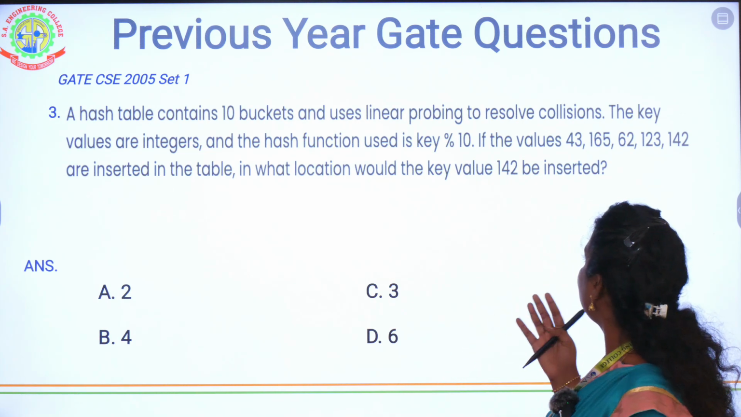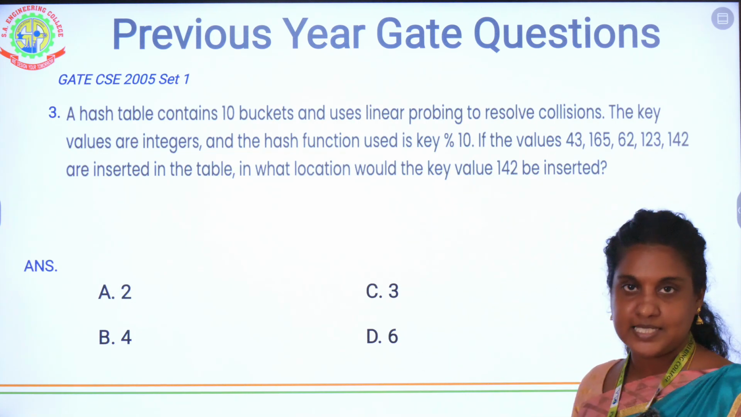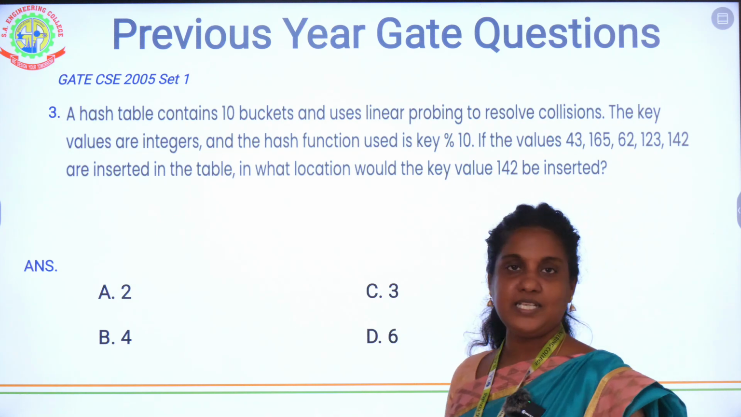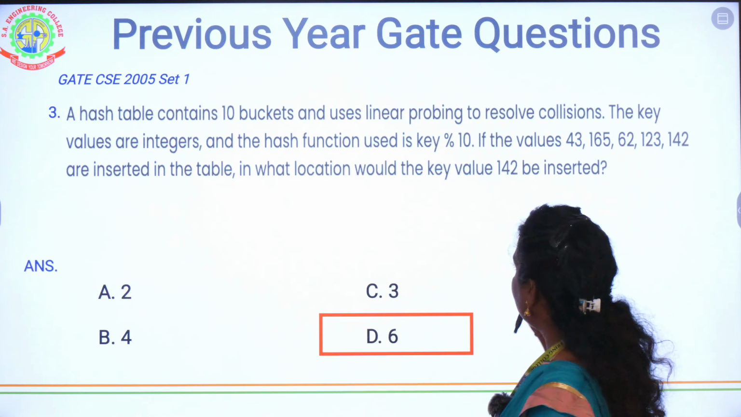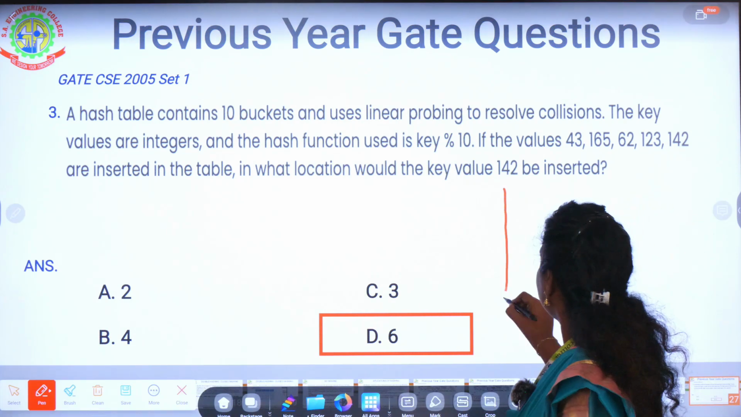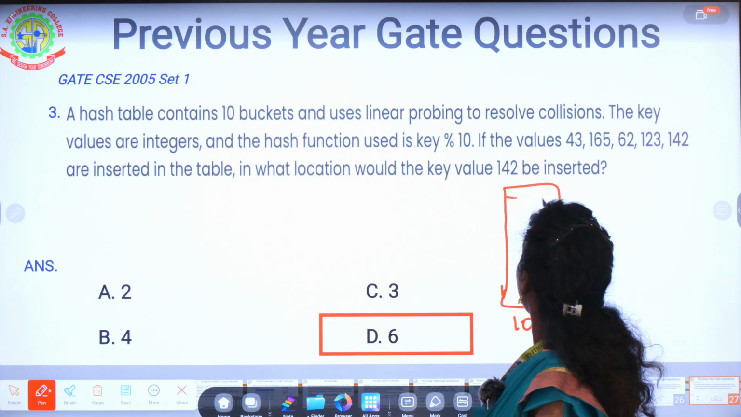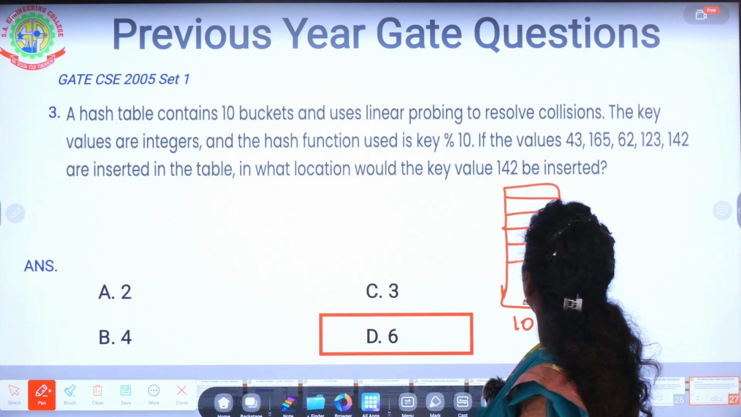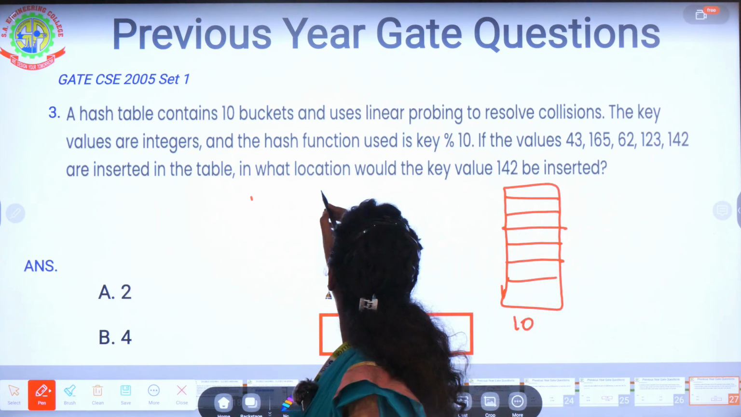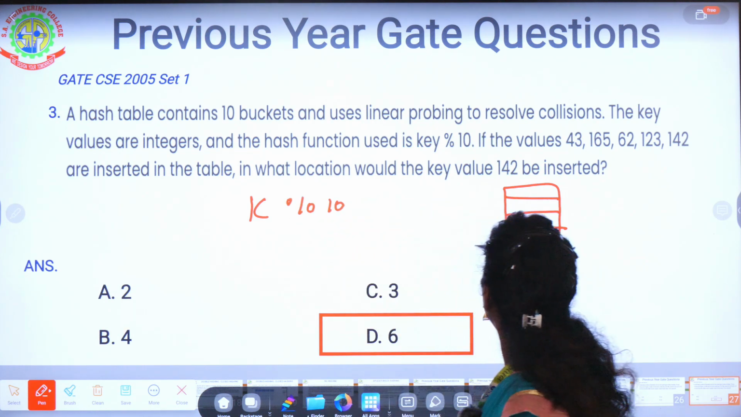They have given some integers, but they are asking at what location 142 will be inserted. Pause the video, try it yourself and check with the answer. So the answer is 6. Here my table size is 10, and my hash function is key mod 10.